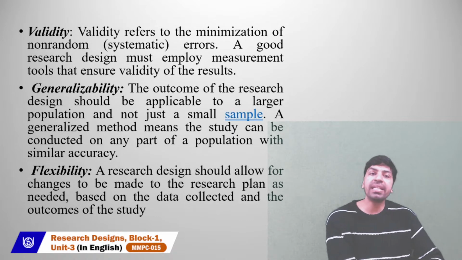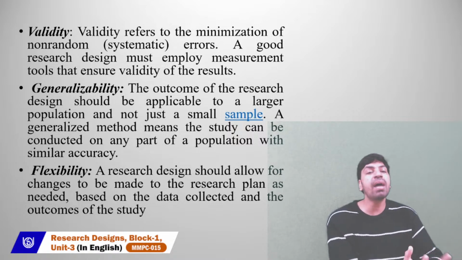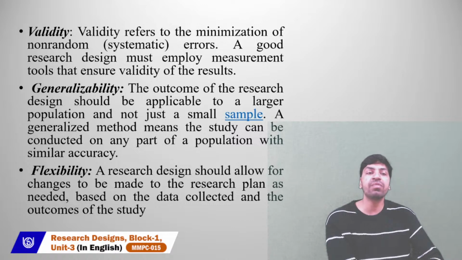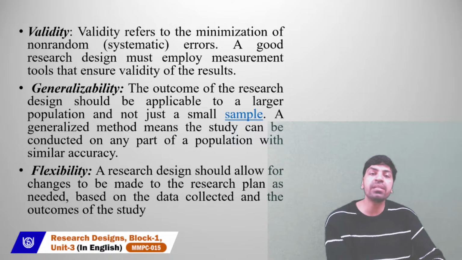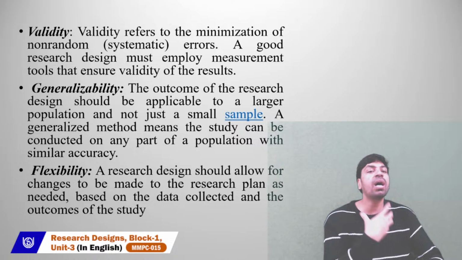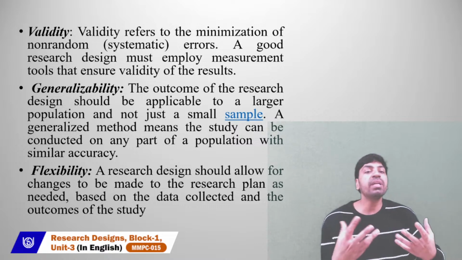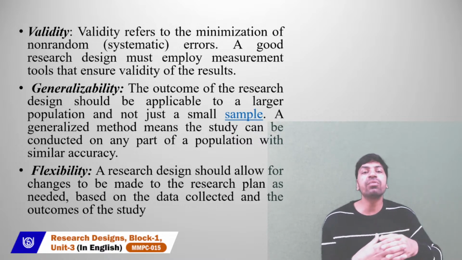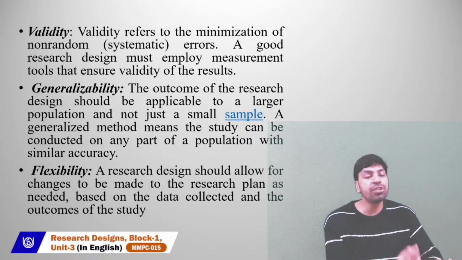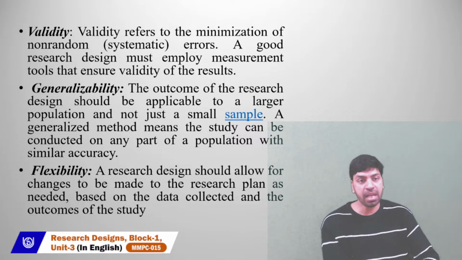Next one is validity. Validity always refers to minimizing the non-random errors, which are the errors involved in the measurements of individuals, which are unlikely to occur. So a good research design always uses measurement tools so that the errors can be minimized, so that it will ensure the validity of the results.